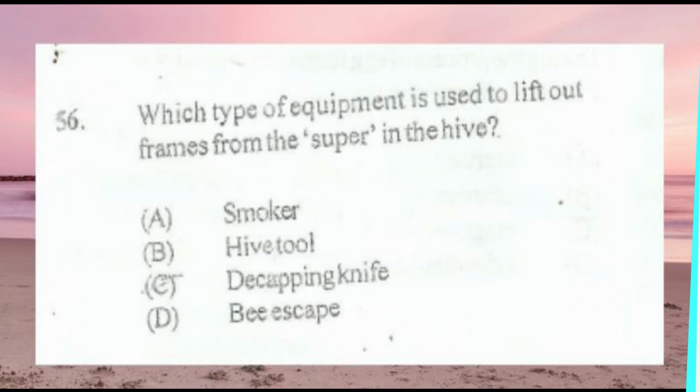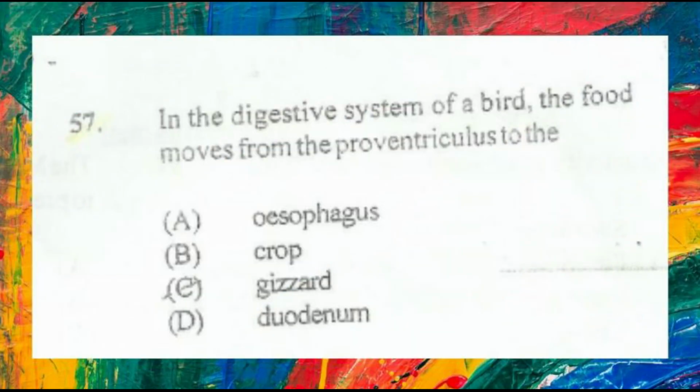Question number 57. In the digestive system of a bird, the food moves from the proventriculus to the A. Esophagus, B. Crop, C. Gizzard, D. Duodenum. The answer is C. Gizzard. The gizzard is used to grind feed, since the chickens don't have teeth.